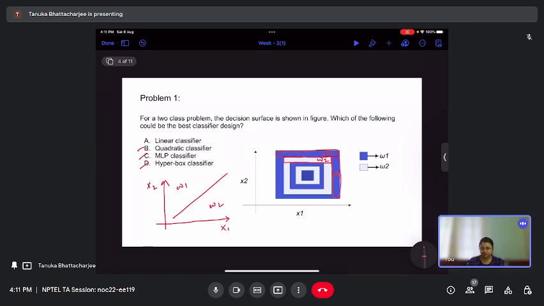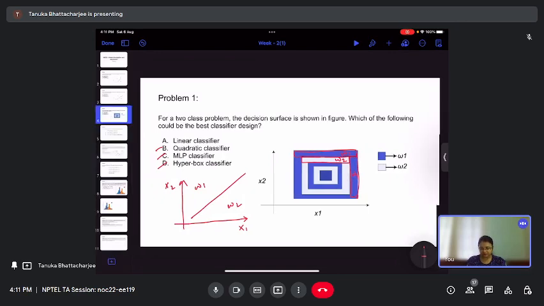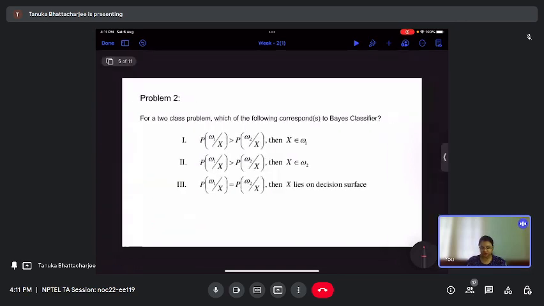So these were some basic ideas about when you will go for designing any classifier. You first see the data distribution and what classifier you will try out. So these problems will give you some idea about this. Now let us move on to the next problem.